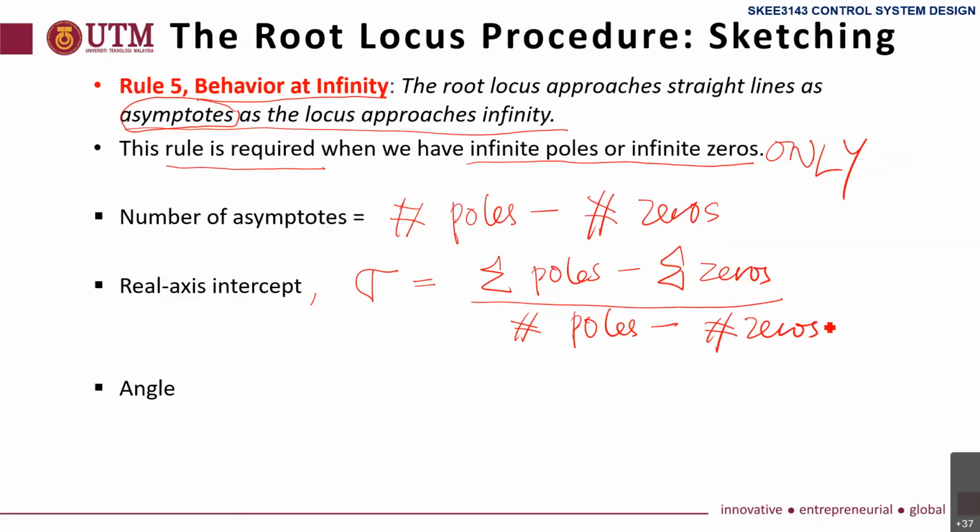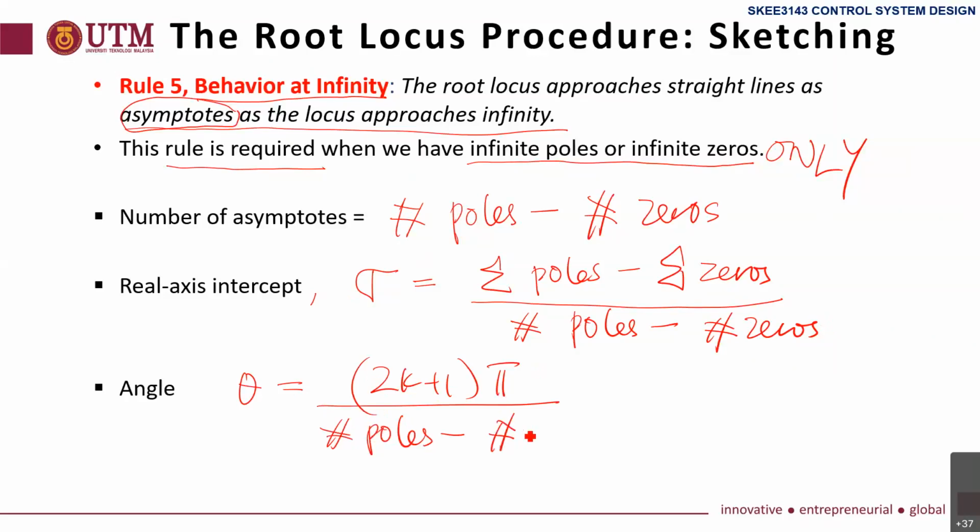And the angle theta is (2k plus 1) multiplied with pi, here 180 degrees, divided by number of poles minus number of zeros, and k is from 0, plus minus 1, plus minus 2, and so on. We have to remember the formula.